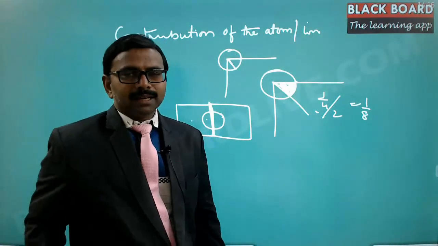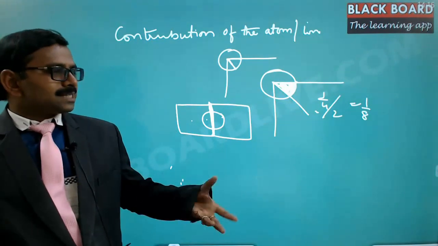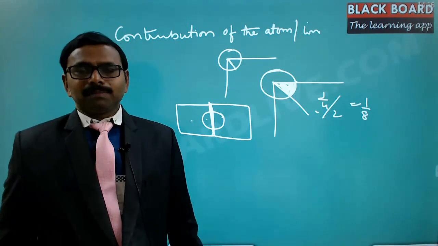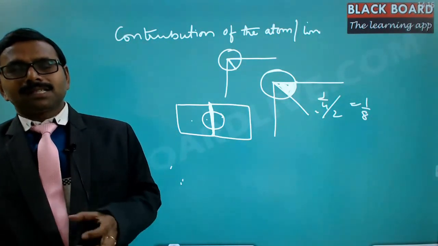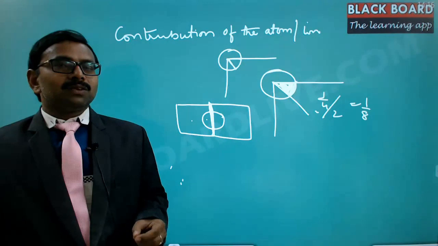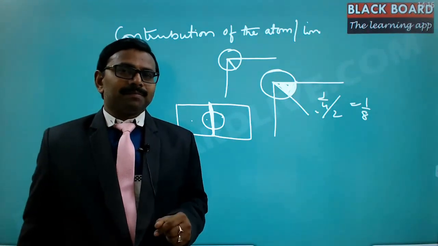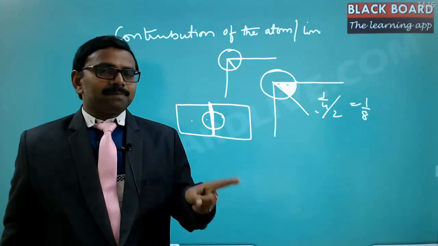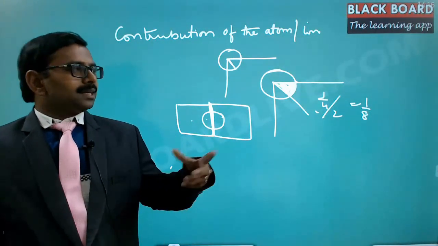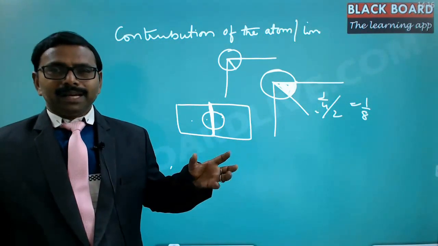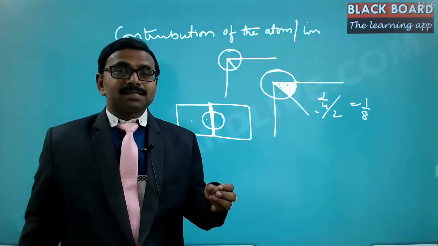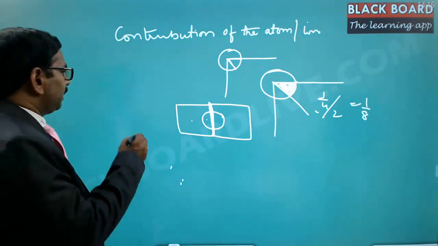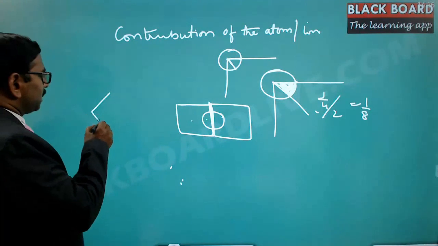In cubic, tetragonal and all other systems except hexagonal, the corner contribution is 1/8. But in a hexagonal system, the corner contribution is only 1/6. You remember it. We have 7 crystal systems. Except the hexagonal system, in the other systems the corner contribution is 1/8. But in the case of the hexagonal system, the corner contribution is 1/6, because the hexagonal unit cell is like this.